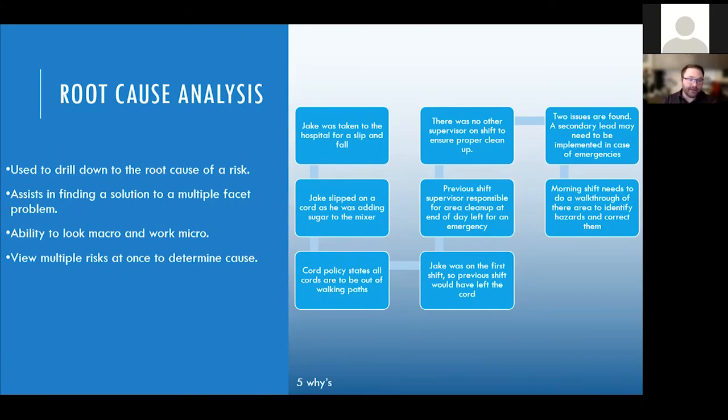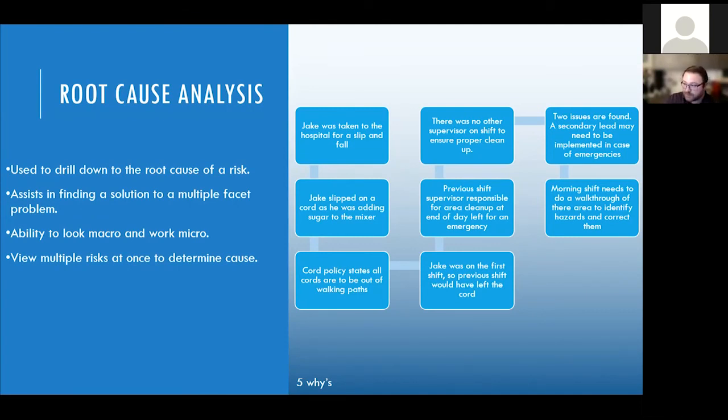So we did the heat map, we did the risk map, and we've implemented some new policy changes. We've taken some steps to ensure that we're being safe and that we keep a safe work area. But then we have another injury that occurs. Why did that happen? So you use the 5 whys to look at a multi-faceted problem. There may be multiple areas that need looking at that couldn't be identified by the risk map or the heat map. So we're able to look macro with the 5 whys and then work micro to the issue. And then we're able to view multiple risks at once to determine the cause.